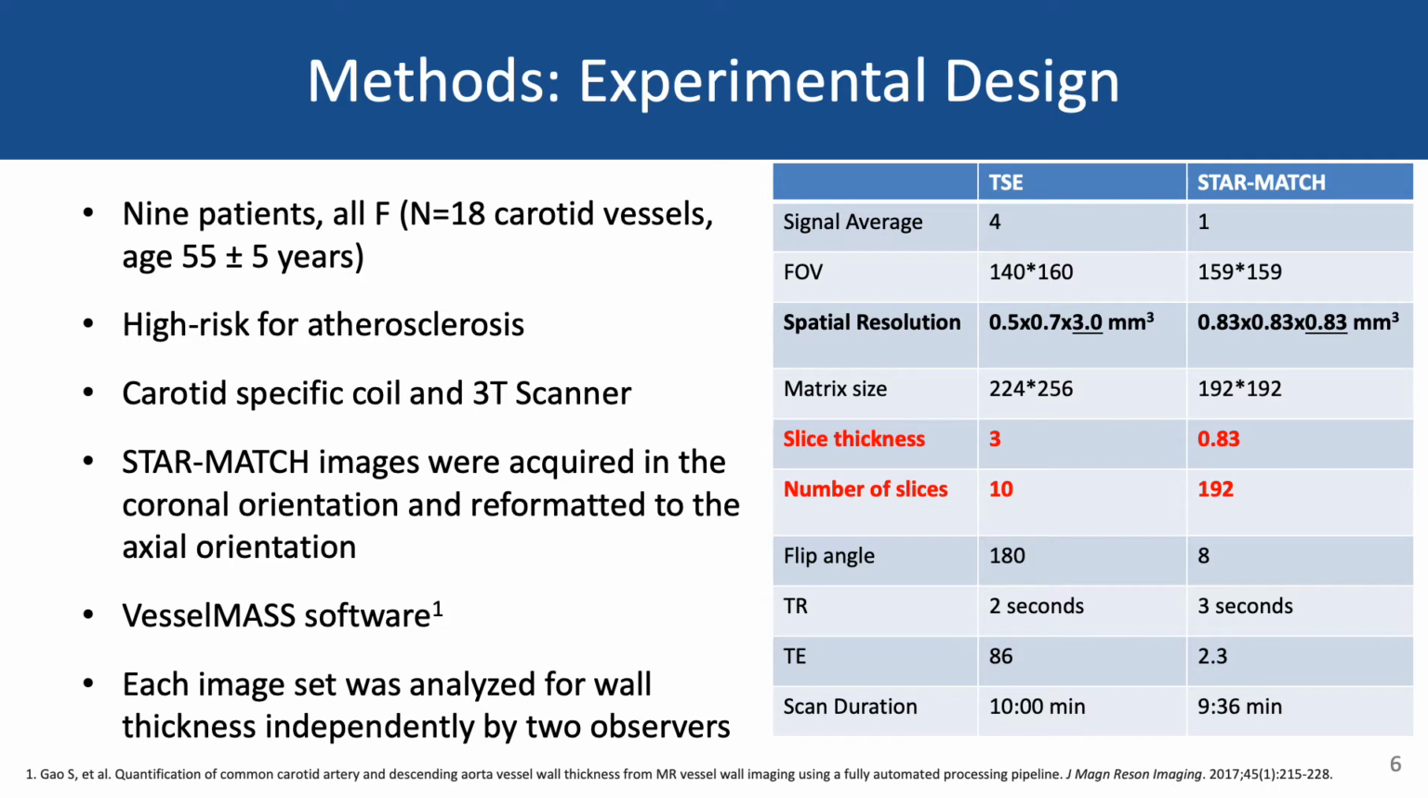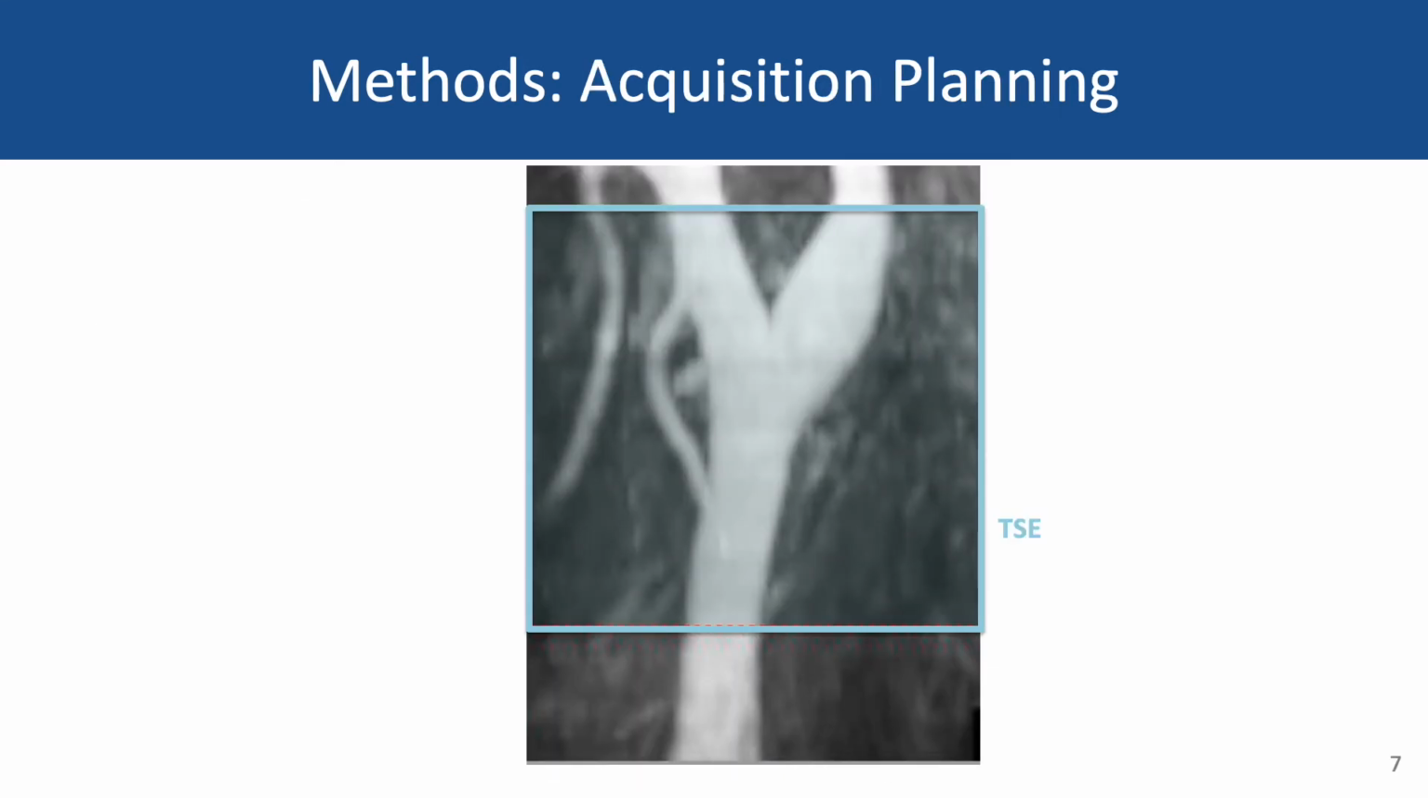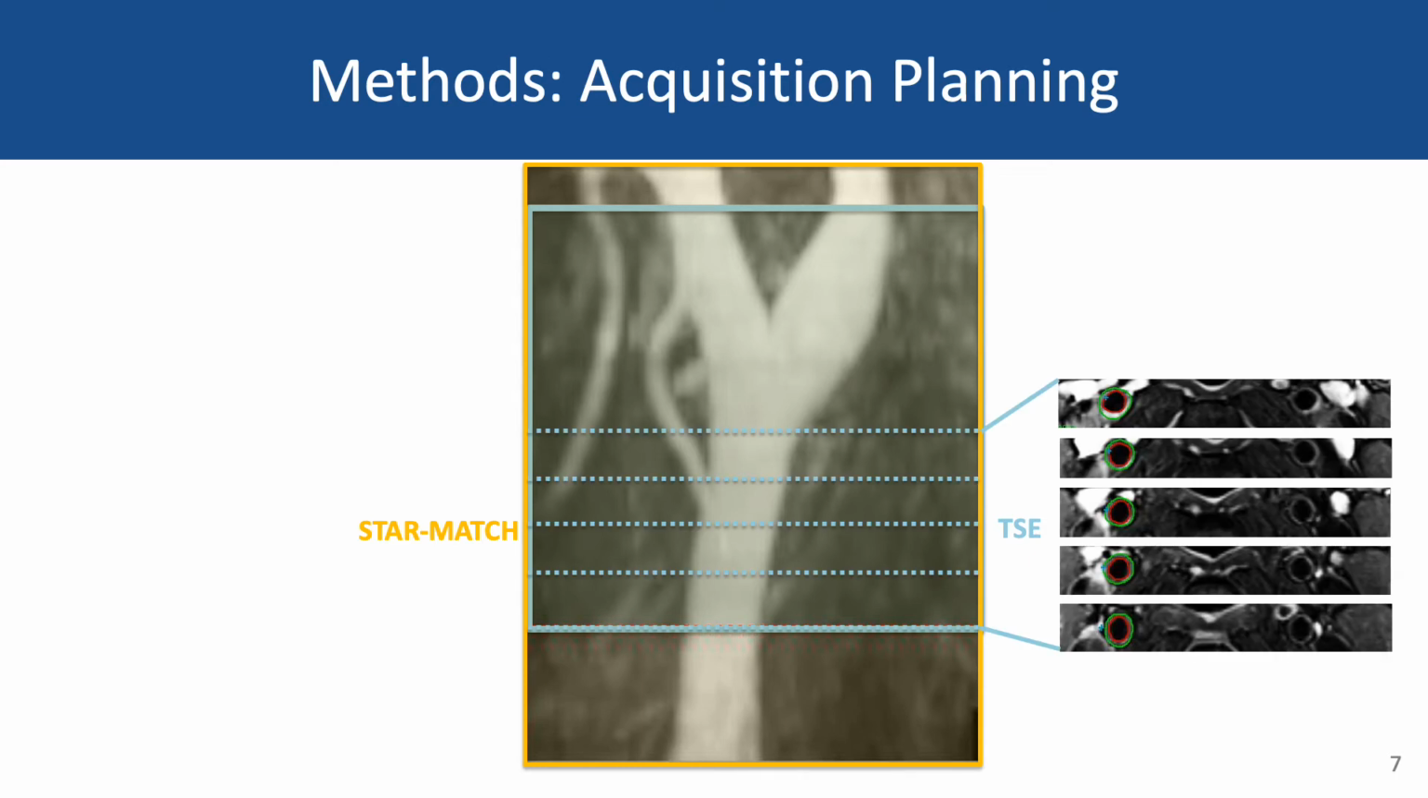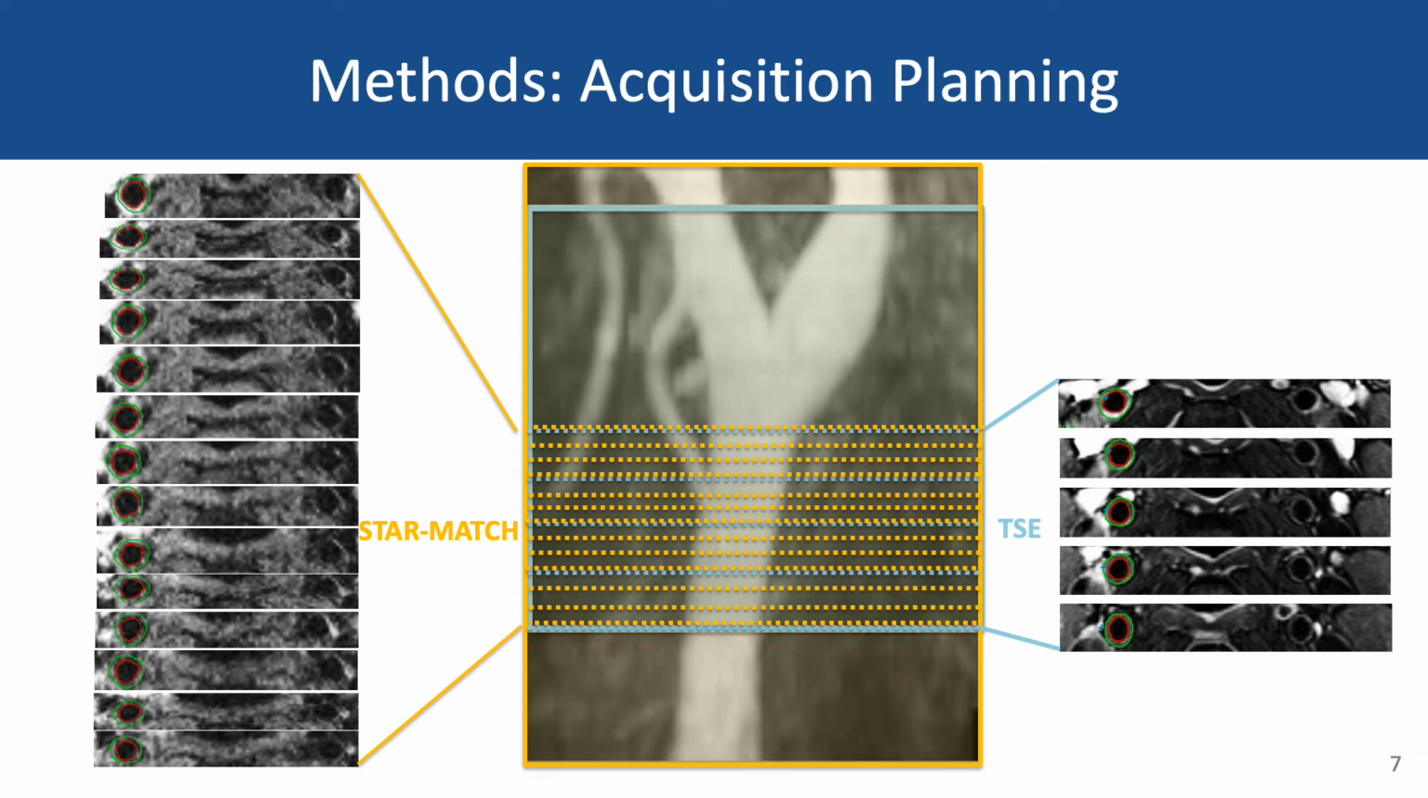The table on the right shows the dimensions for each scan. Note here that STAR-MATCH and TSE have similar scan time, but STAR-MATCH has smaller slice thickness and bigger coverage in addition to the multiple contrasts offered. The blue box here shows the coverage of the TSE scan. The orange box shows the extended coverage of STAR-MATCH. The blue lines show the thickness of each TSE slice, and the orange lines show the thickness and the numbers of the STAR-MATCH slices. Note TSE slice thickness is around 3 mm, while STAR-MATCH is around 0.8 mm.